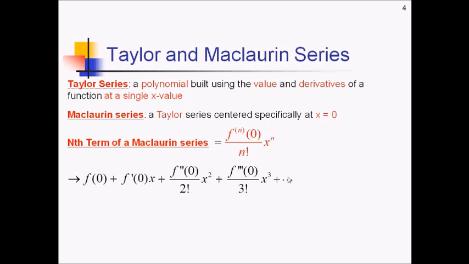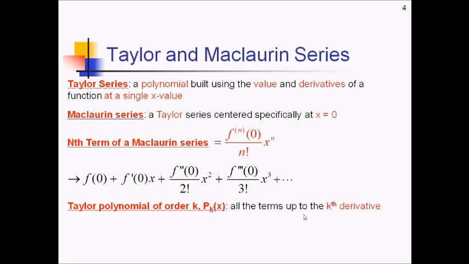So this is, if you keep going, a series, but you might also hear of a Taylor polynomial of order k, which they might symbolize as p sub k of x. And k is actually going to be a number like 3 or 4. What we're talking about here is just a polynomial that has all the terms up to the kth derivative. So it doesn't go forever.